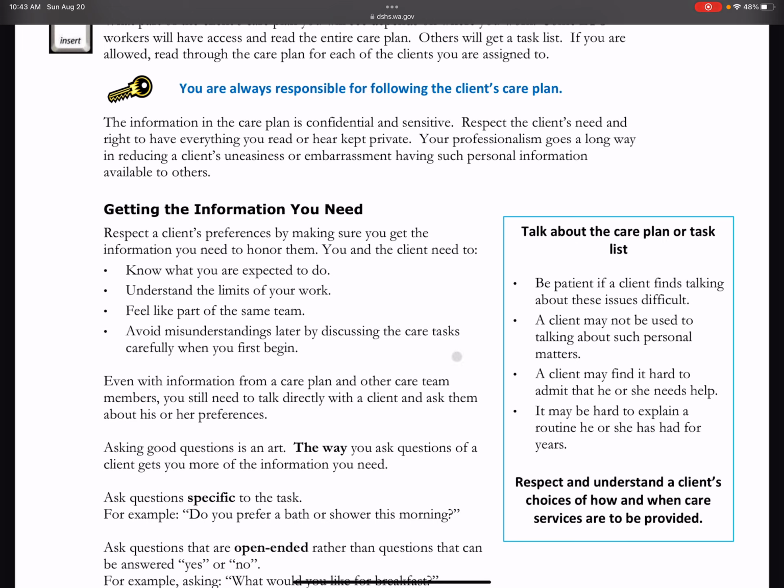Talk about the care plan or task list. Be patient. If a client finds talking about these issues difficult, a client may not be used to talking about personal matters. A client may find it hard to admit that he or she needs help. It may be hard to explain a routine he or she has had for years. So sometimes if you don't understand the care plan, it's a good idea to ask the client how you complete some tasks. Asking good questions helps you get the information you need to do your job correctly.